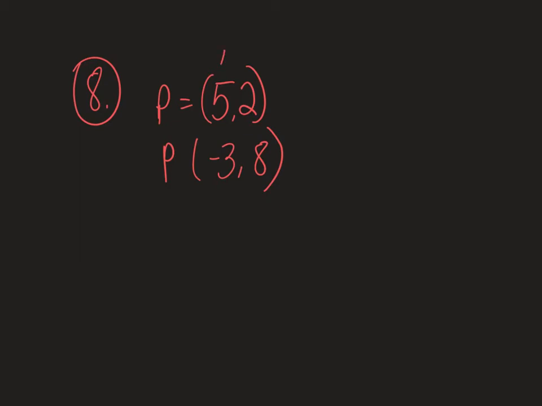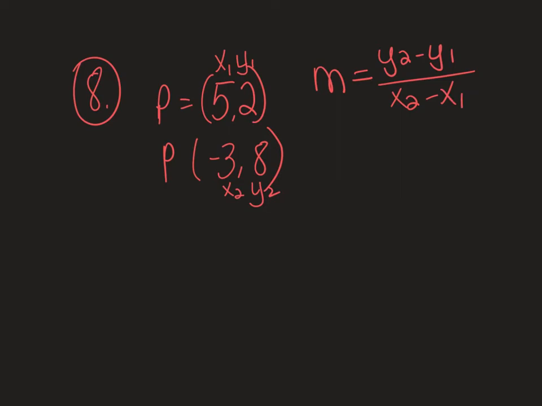Now remember, this is still your x1, y1, x2, y2. Okay, so remember slope is m equals y2 minus y1 over x2 minus x1. Remember that formula. All right, so now I'm going to plug in my numbers: y2 is 8 minus y1 is 2, over x2 is -3 minus 5. And then I'm going to simplify. 8 minus 2 is 6. Add a line, change the sign, and I have a -8.